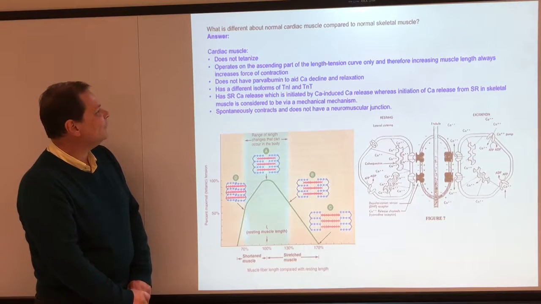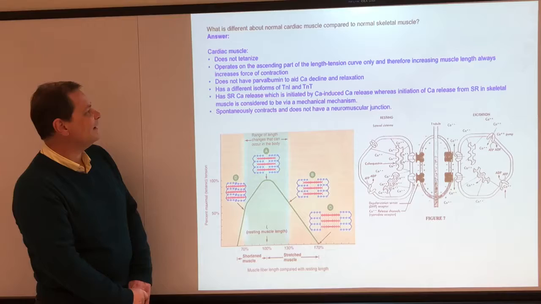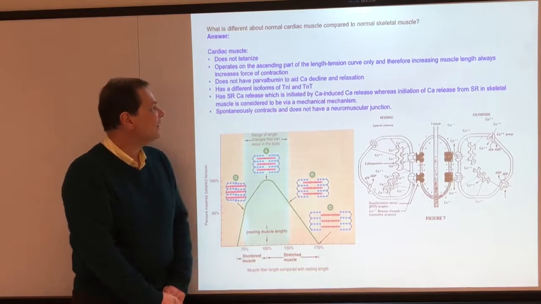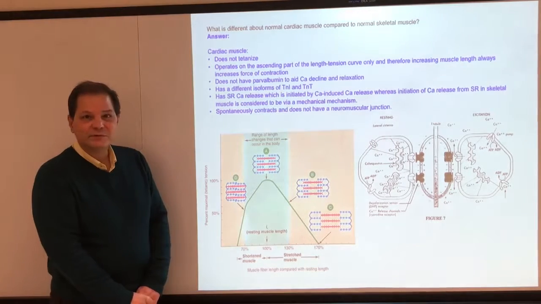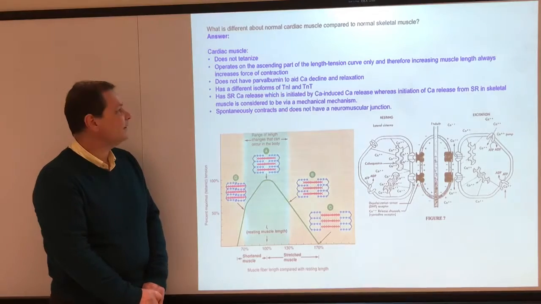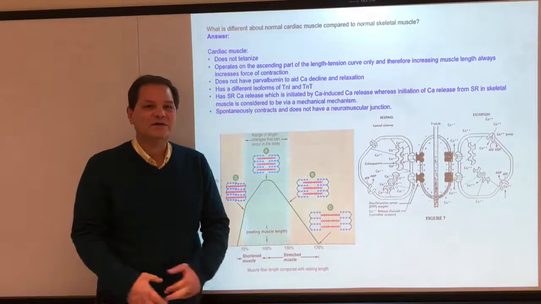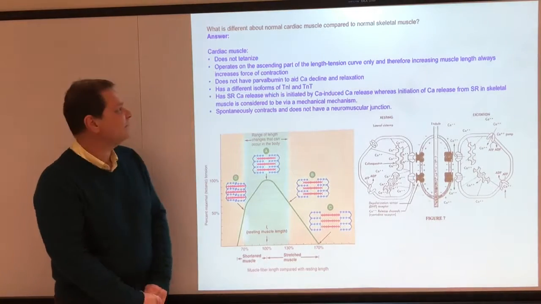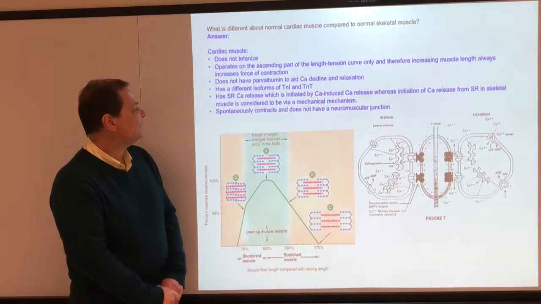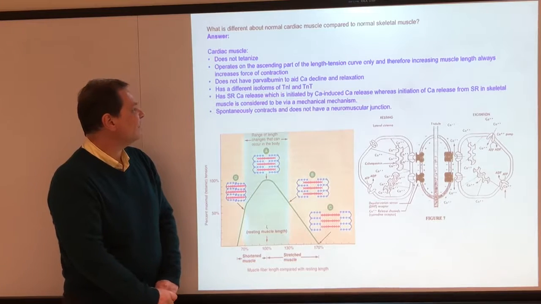Cardiac muscle does not have parvalbumin, and has different isoforms of troponin I and troponin T, which allows you to test for myocardial infarction by testing for the correct isoform and not worrying quite so much that maybe skeletal muscle damage is causing that increase. You're detecting the correct isoform, just the cardiac isoform.